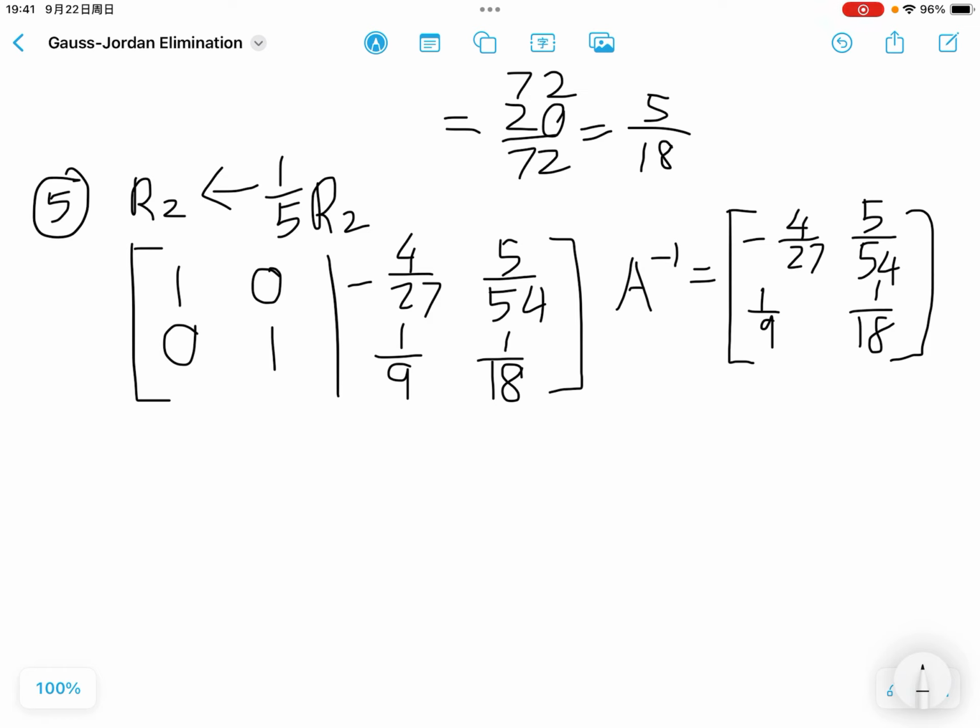And then it might just take you 2 to 3 minutes in the future if you practice a lot. Next time we'll use Gauss-Jordan elimination to figure out even harder things, like let's say solutions to a system of linear equations with 2 variables, or maybe even the inverse of a 3 by 3 matrix, which we haven't learned before.